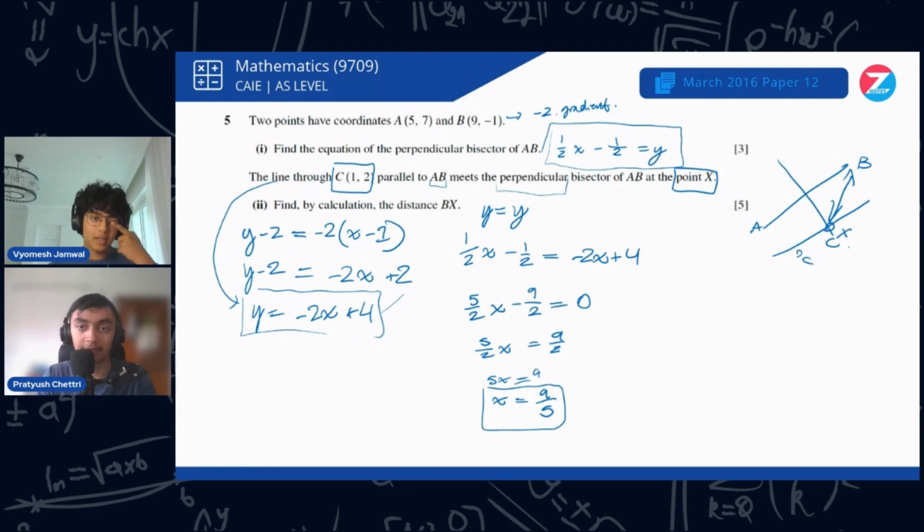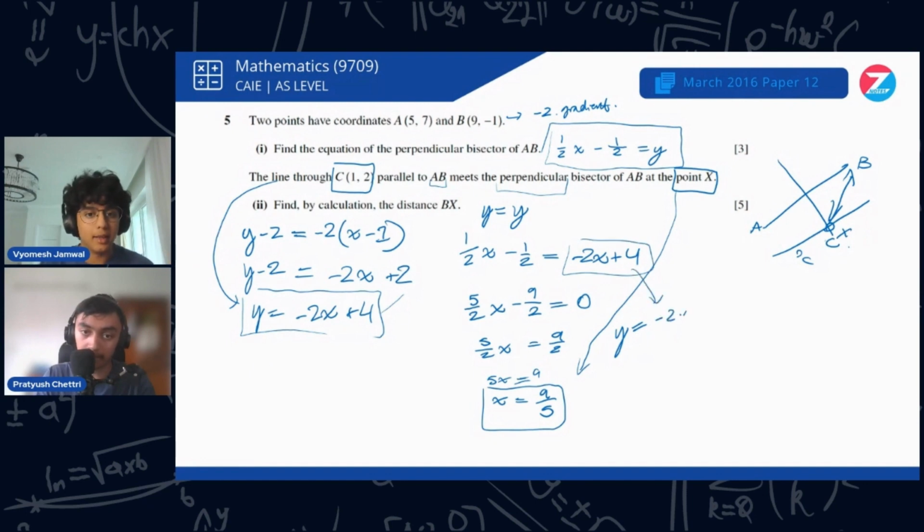And now we have to find the y value. So in this case, again, we're solving a simultaneous equation, so we could put in either of the equations. Let's just put in the easier one, which is minus 2x plus 4. So let's put the value of x in there. So minus 2 times 9 upon 5 plus 4.